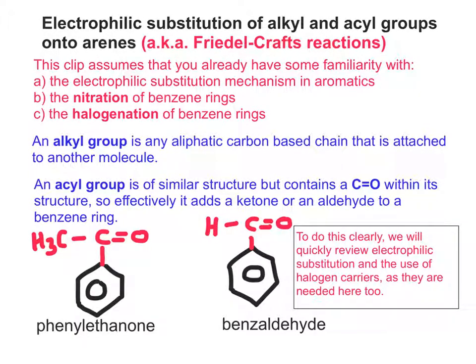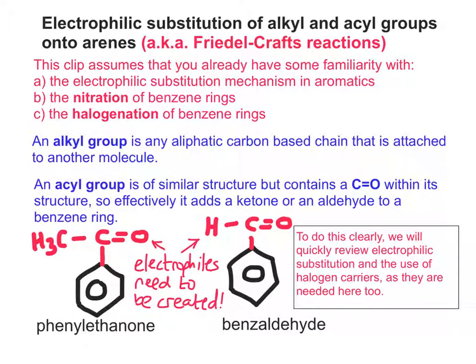So in order to do this properly, so it's fully understood, we need to do a quick review of electrophilic substitution and also the use of halogen carriers, because we use halogen carriers to create the electrophiles that are needed, that are highlighted in red on the diagrams on this screen. So in other words, in order to create the species that's in red, so it can actually substitute onto the benzene ring, we need to make an electrophile that carries a positive charge, just like we've looked at before.